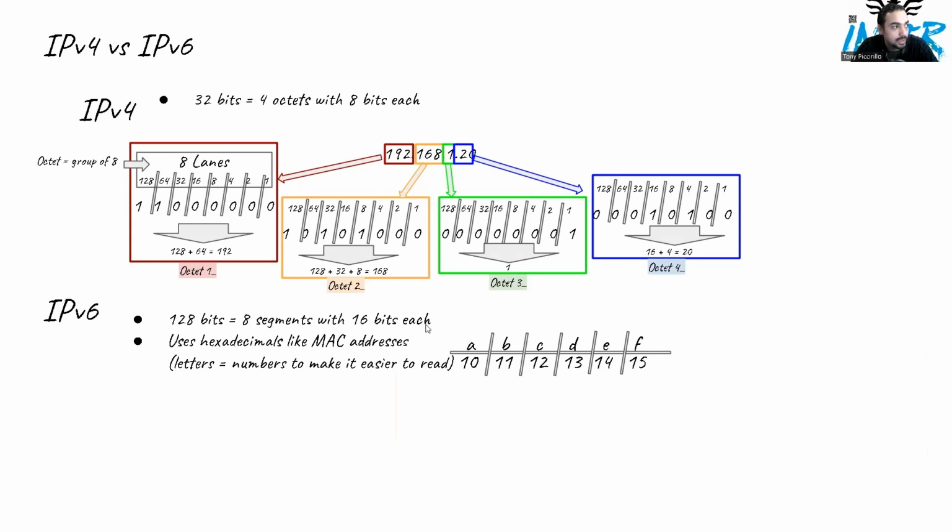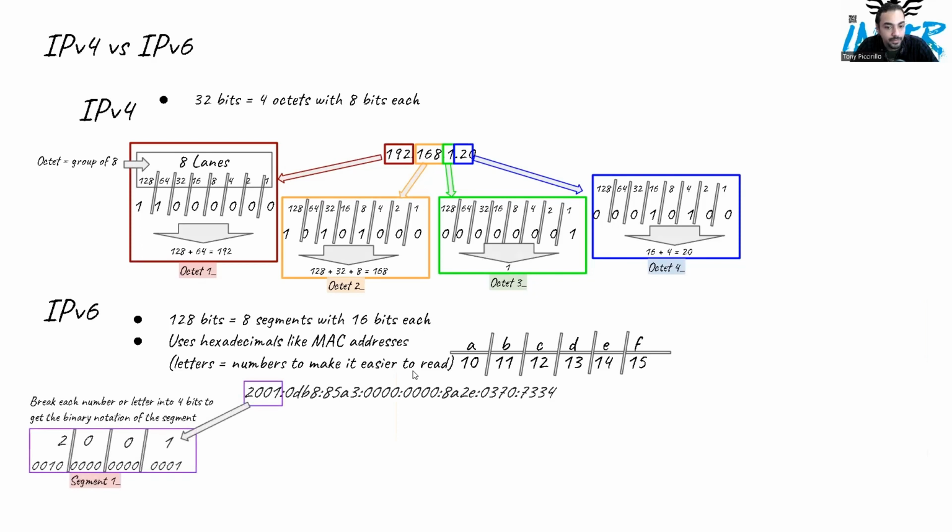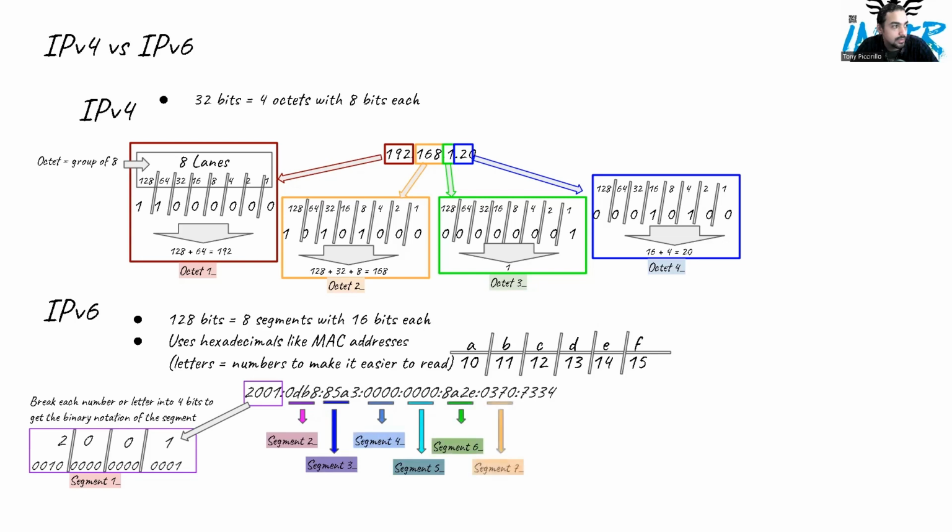So remember, we said there's 16 bits each. That's because we count 0, so 0 to 15, 16 bits. So we can break down each of these numbers. This is what an IP version 6 address would look like, but we're going to break it down into 4 binary bits, right? So these 4 binary bits make up the first segment. The colons here represent each segment. So this is segment 1, segment 2, segment 3, segment 4, segment 5, 6, 7, and 8.